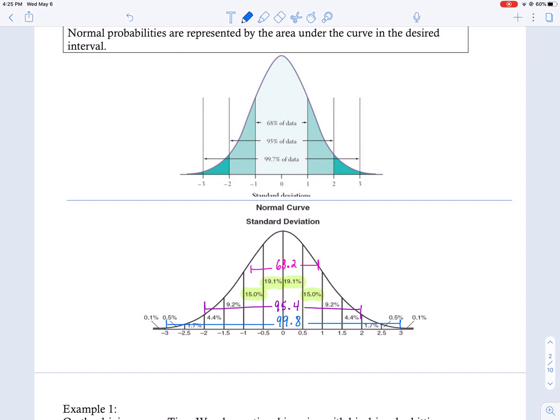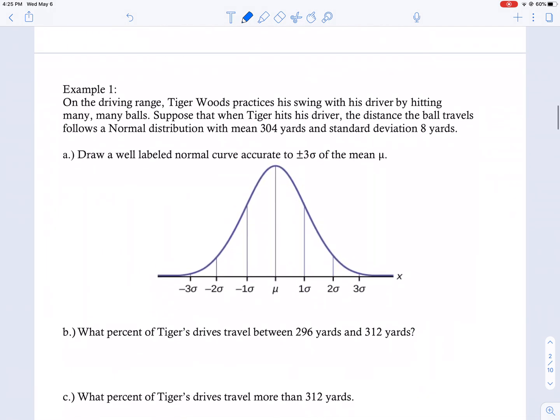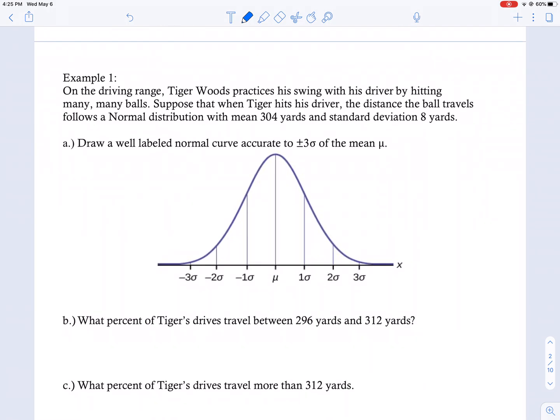So it's funny, sometimes you're going to see more of just those roundabout numbers, 68, 90, 95, and 99.7. And sometimes you'll see they're actually adding up the exact numbers that are within 1, 2, and 3 standard deviations. Okay, so let's look at Tiger Woods.